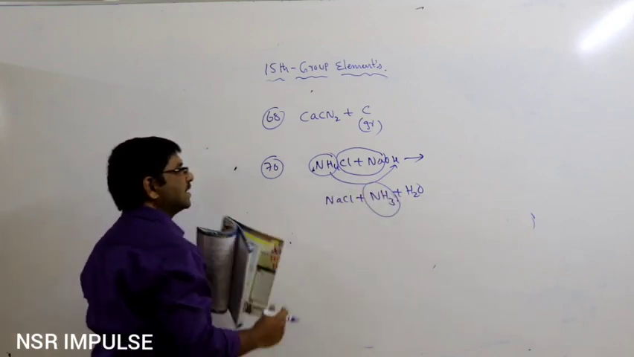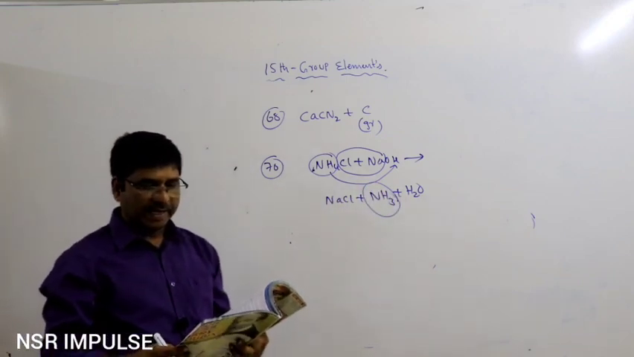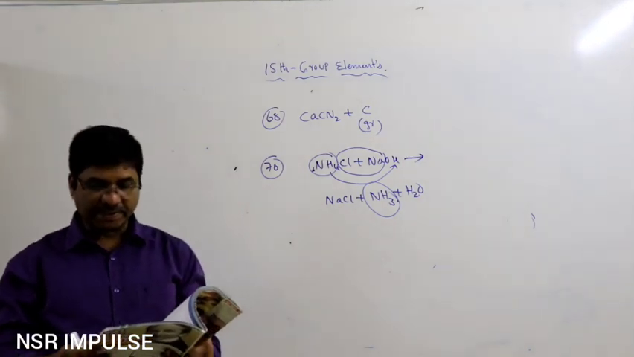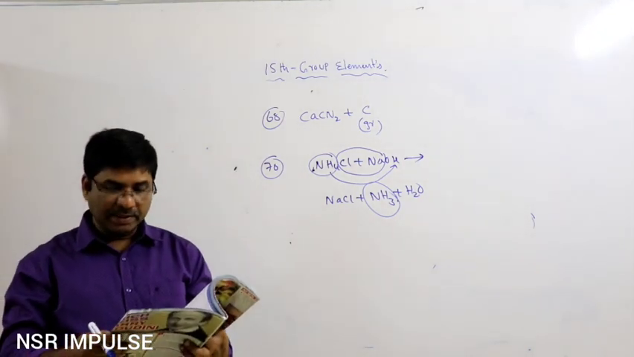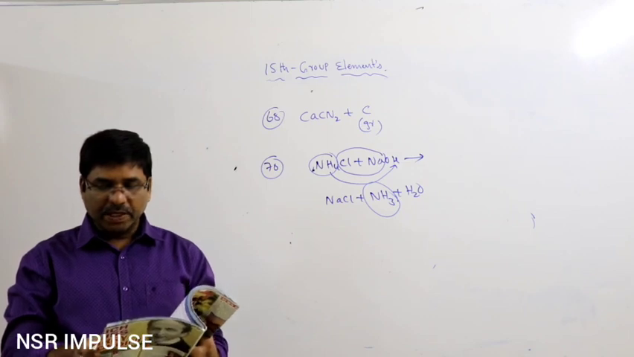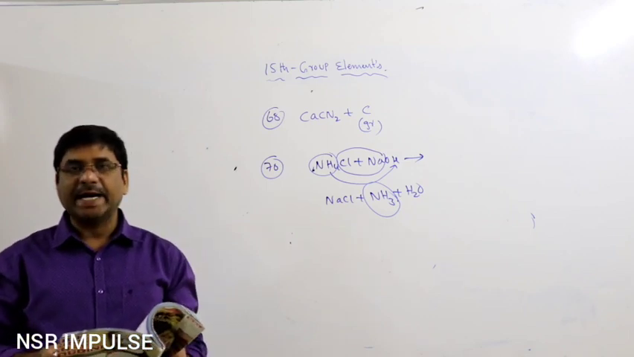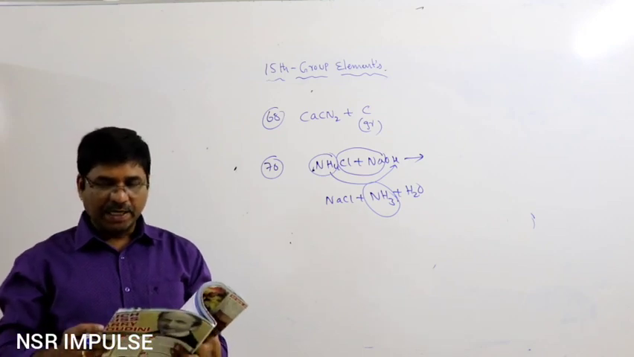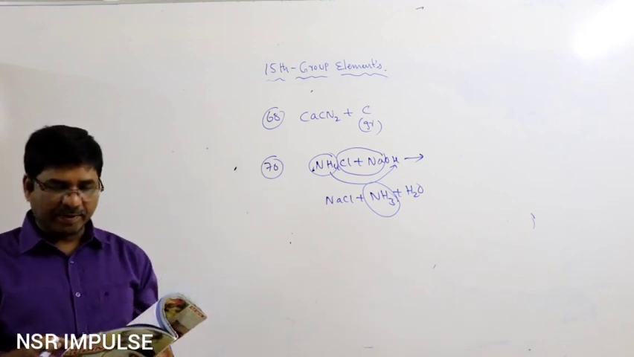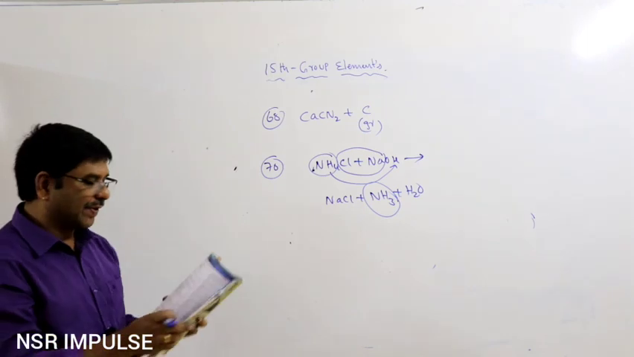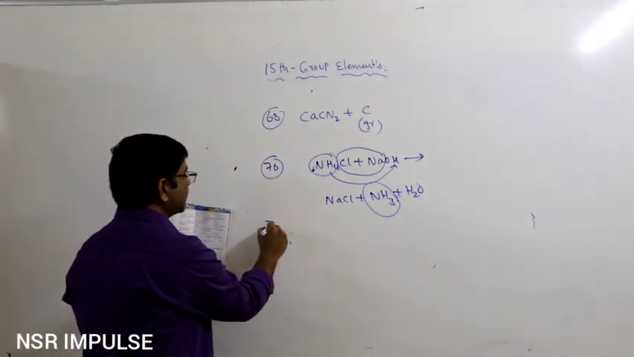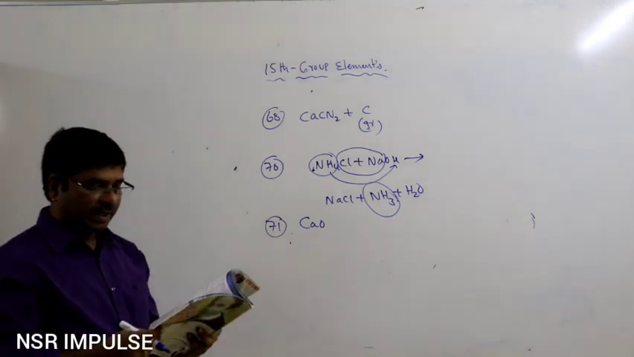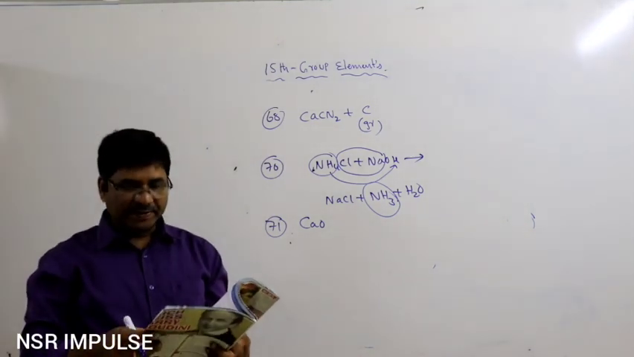So which gas is liberated? Ammonia gas is liberated. That is question number 70. Next one, another one: ammonia gas is dried by quicklime. It is also in our first year. Ammonia gas is dried over quicklime. What is quicklime? CaO is called quicklime.